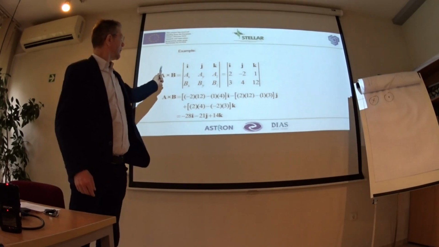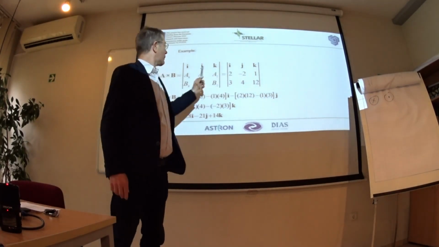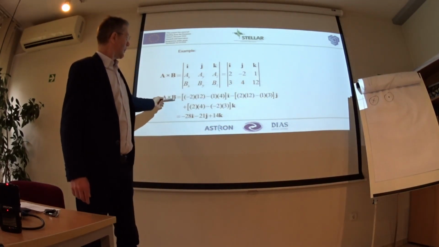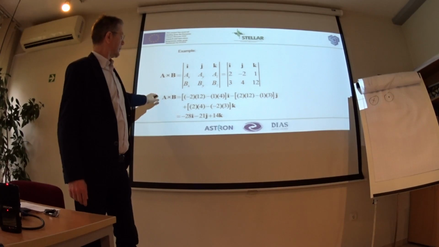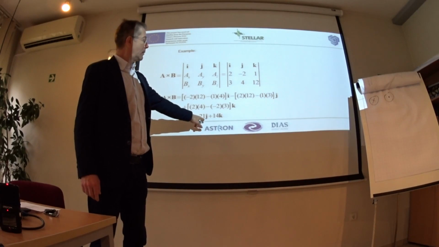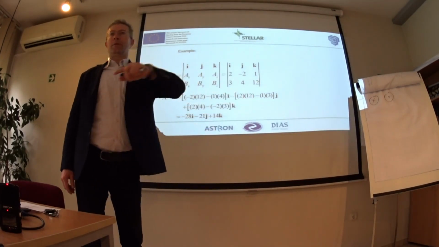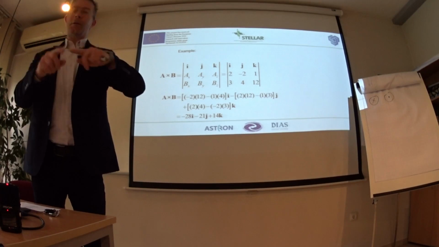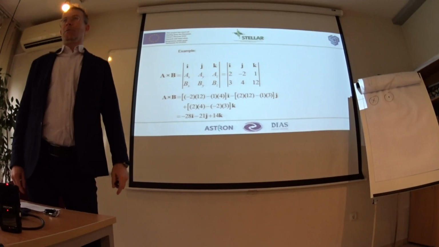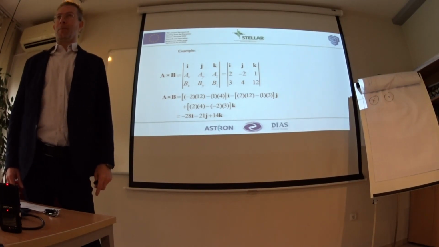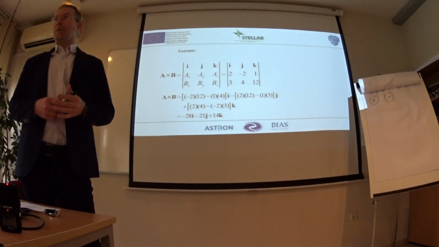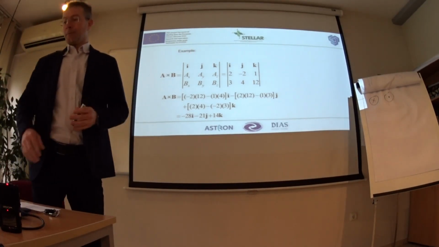A simple example: vector A is (2, -2, 1), vector B is (3, 4, 12). Let's say C equals A cross B. It will be -20i, -21j, plus 14k. And if you plot it, you will see that this result is orthogonal to these two vectors. So up to now, this is solely a mathematical operation, which doesn't make a lot of sense.